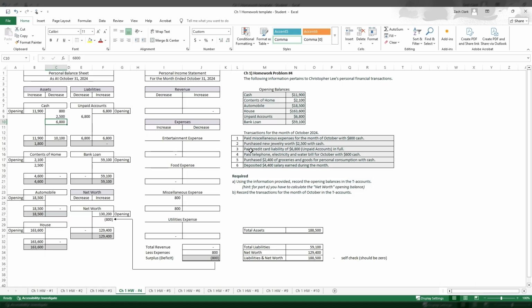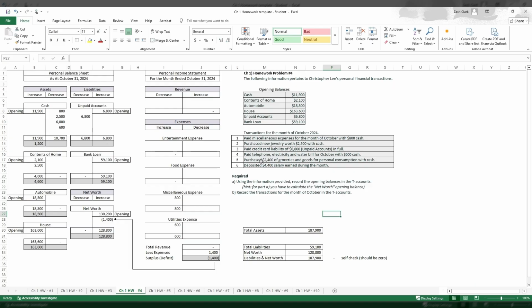Okay, that was transaction number 3. So transaction number 4 says that we paid telephone, electricity, and water bill for October with $600 cash. So we're going to have cash reduce again. And now we're going to record utilities expense for $600. And note that telephone, electricity, and water, those are all utilities, and we can just group that into one expense account here. And we're still in balance, so that's looking good.